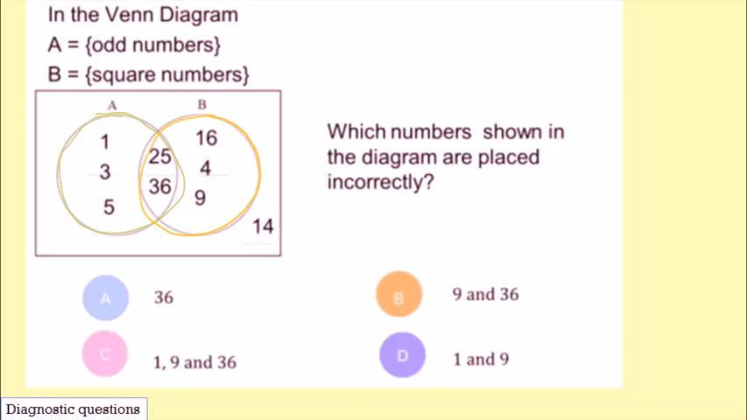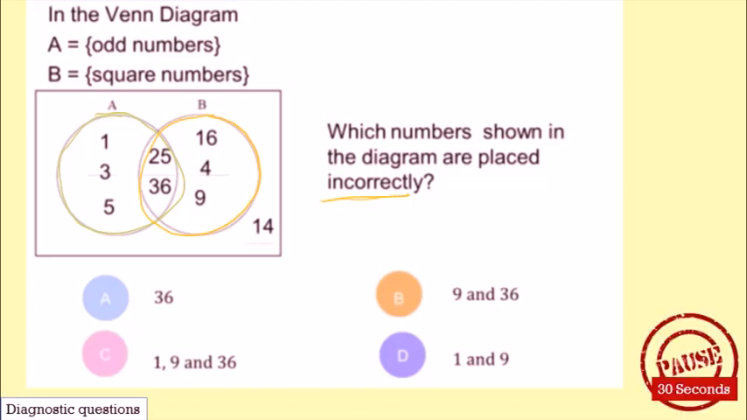So which numbers shown in the diagram are placed incorrectly? Okay, so A, B, C or D. Press pause, give it a go, and then we'll go for the answer. Brilliant, well done. Okay, so look at those.